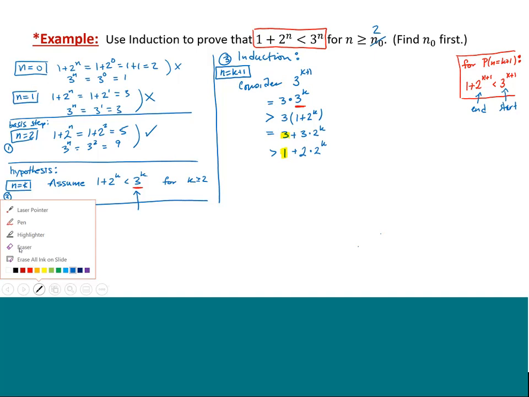So if we look at that inequality, let me get a different color for the highlighter if possible. I don't think it's possible. Ooh, maybe it is. Replace that 3 with this 2.